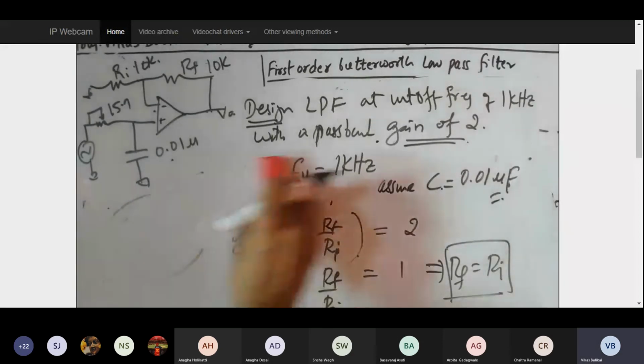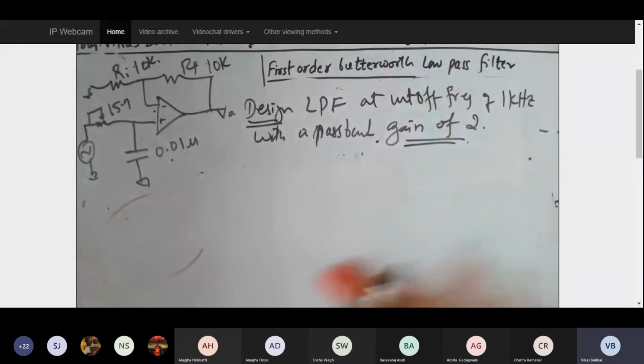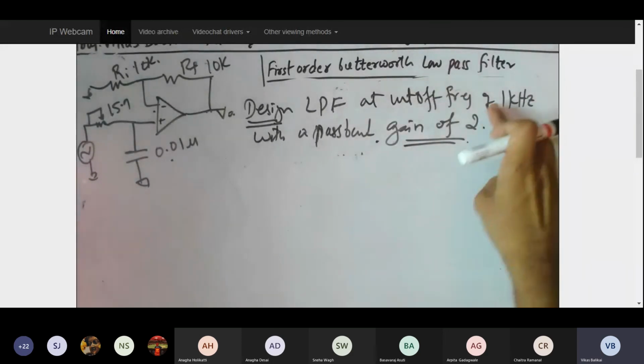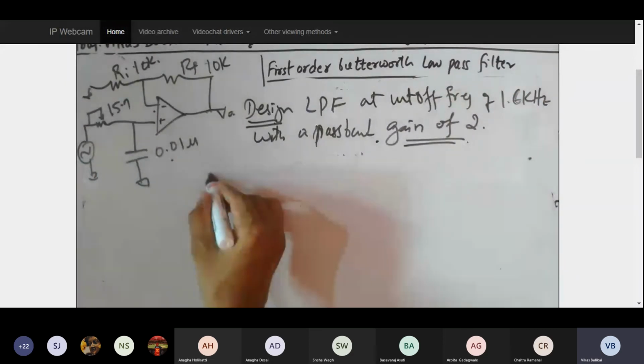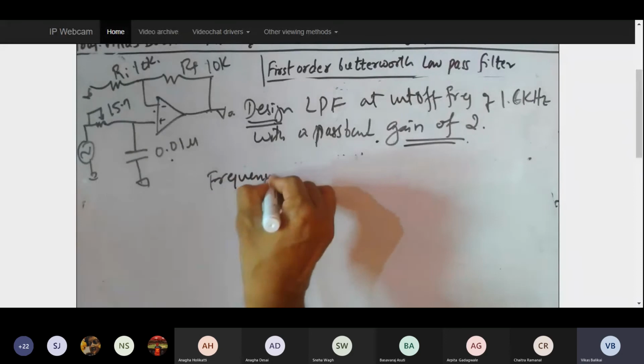Let's say we have done all this filter design. Now immediately the designer will come and say, no boss, instead of 1 kilohertz, I want 1.6 kilohertz as cutoff frequency. Then are you going to redesign the entire thing? No, I am going to apply the concept called frequency scaling.